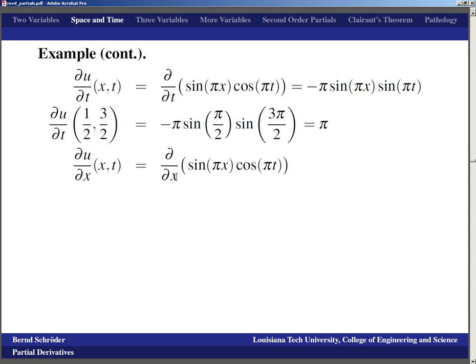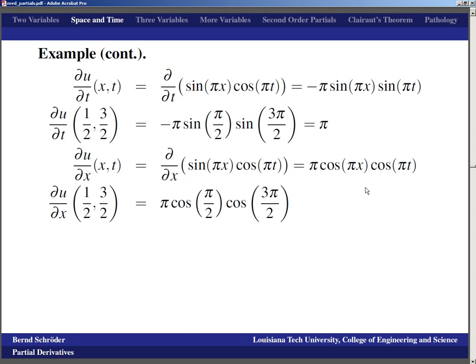We're looking at the x derivative. Well, that's the partial with respect to x of sine pi x cosine pi t. So this time we get cosine pi x times pi from the derivative of the first term with respect to x, and we get the pi from the derivative of the inside using the chain rule. And the cosine pi t does not depend on x, so that's a constant, which we just copy down. Okay, well then we want to also find the partial with respect to x at 1/2 and 3/2.